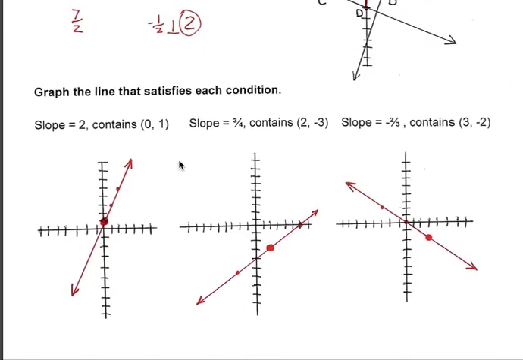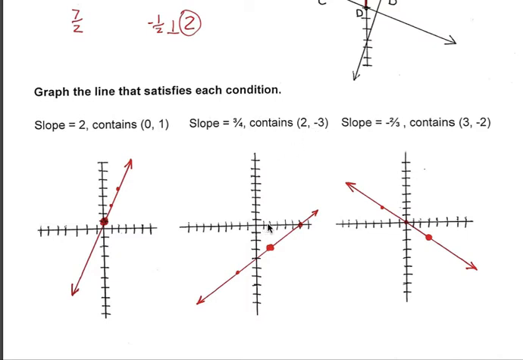All right, now we're going to graph these lines that satisfy these conditions. So we have a slope of 2 and contains this point. So always plot the point first. 0, 1. We go right here. That's why I made a big old red dot here. And then slope of 2. Slope of 2 means a rise of 2 and a run of 1. Rise of 2, run of 1. I got my 3 points. Draw your line. And check, always check. Slope of 2, positive direction going this way. I'm good.